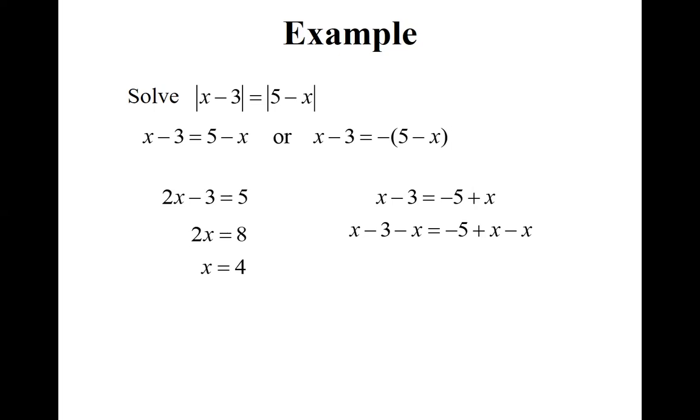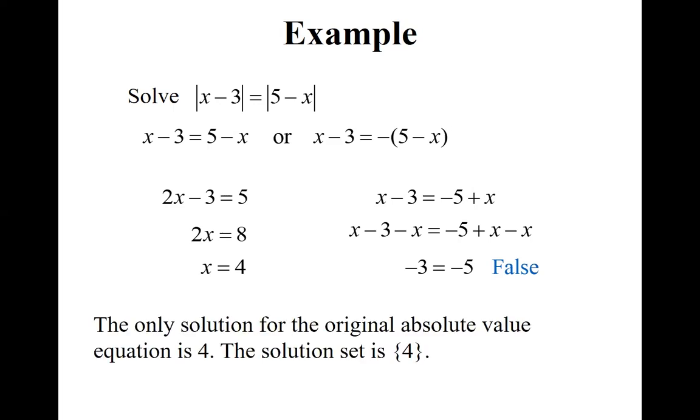First, we need to get the x's on one side. Subtracting x from both sides gets rid of the x on both sides, leaving us with just -3 on the left and leaving us with just -5 on the right. -3 equals -5 is a false statement. There is no solution to the second equation. Therefore, our only answer is x equals 4. And that is the end of this topic.